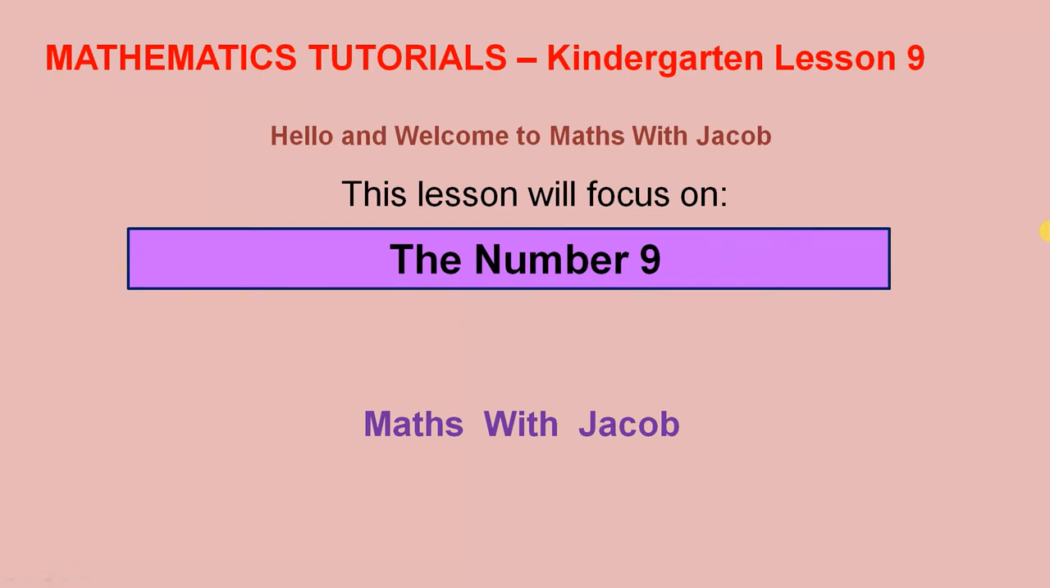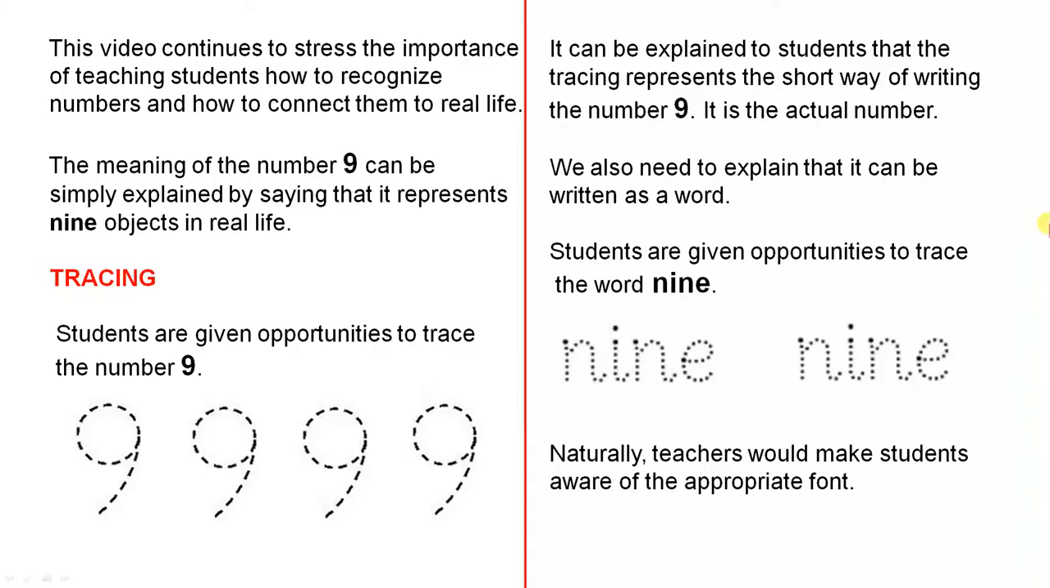This lesson will focus on the number 9. This video continues to stress the importance of teaching students how to recognise numbers and how to connect them to real life. The meaning of the number 9 can be simply explained by saying that it represents 9 objects in real life. Tracing.